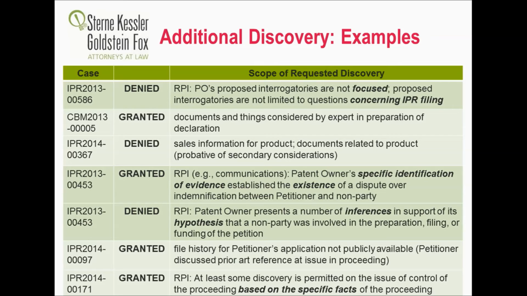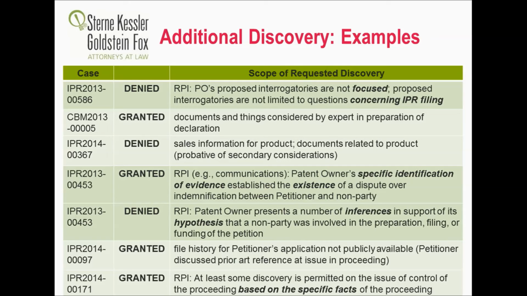And as Lori mentioned, the two most obvious circumstances there are secondary considerations of non-obviousness, such as copying, or attempts to arrive at a solution, or failed attempts to arrive at a solution, and the real party in interest issues. And I think the board recognizes that that factor is killing discovery requests where there actually might be information material to the patentability question sitting out there.